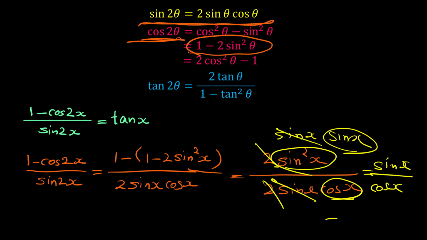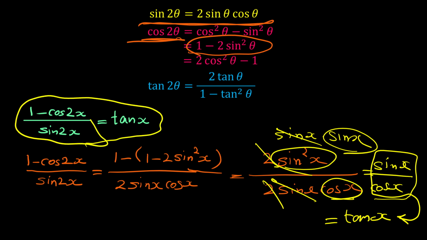But we know that sine over cosine is tangent x, based on the quotient identities. Sine x over cosine x is tangent x. So we proved this identity. And for cosine, we use this middle identity that we have.